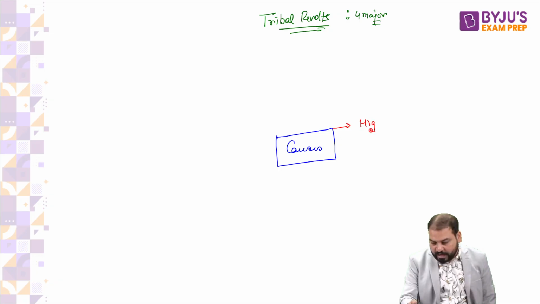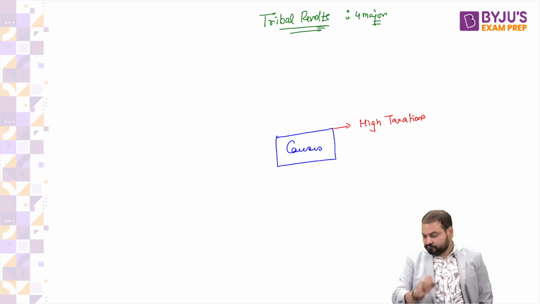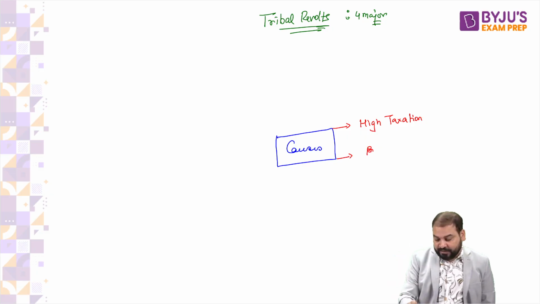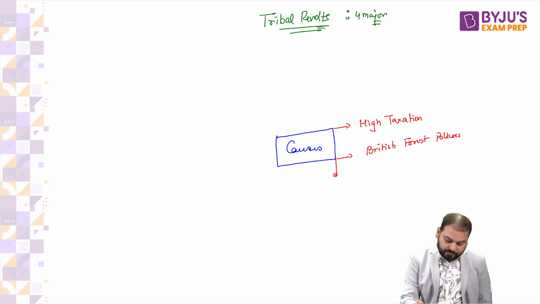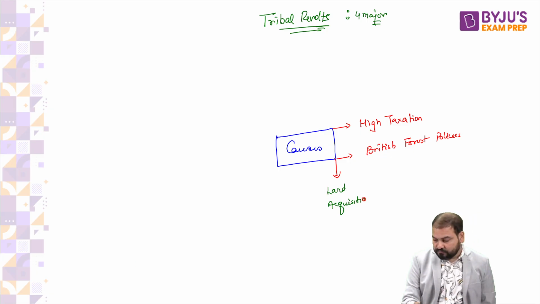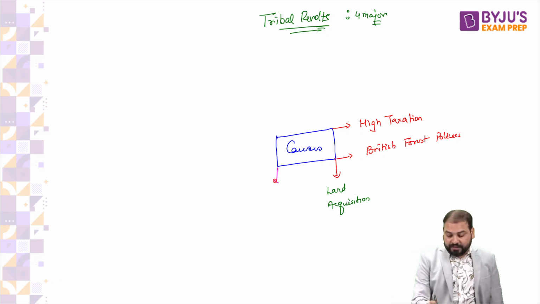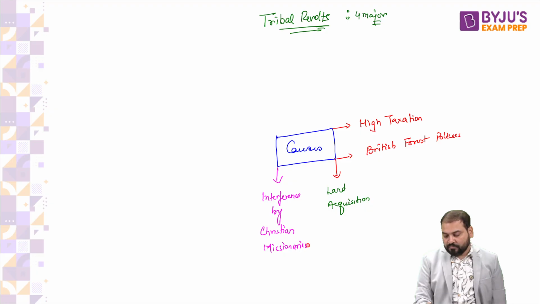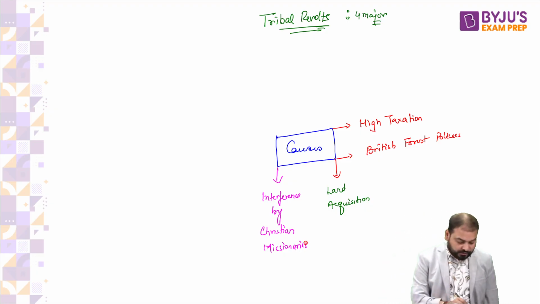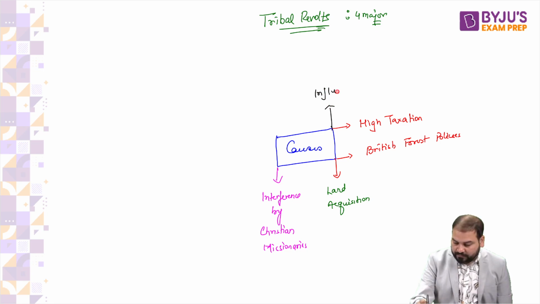Palak says high taxation. Okay. Some are saying British forest policies. Others are saying land acquisition. Please don't repeat. Please see what I have written. Okay, others are saying interference by Christian missionaries. Okay, I'll take that also. Other people are saying influx of money lenders.